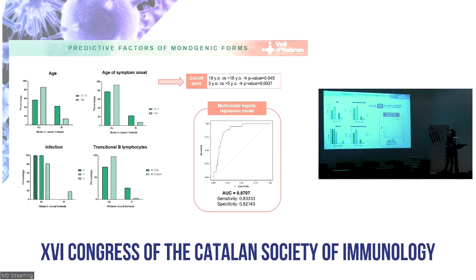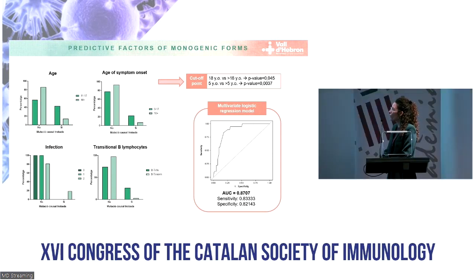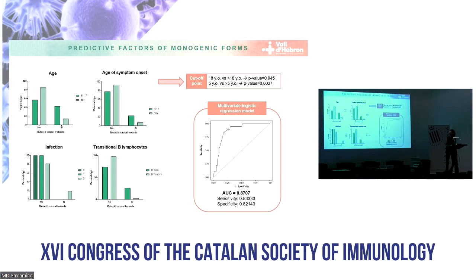So in order to find out if we should prioritize the genetic study in some patients, we performed a study of predictive factors of monogenic forms of CVID, where we compared all the variables that we collected in our project with the variable genetic variant. And here I show you the 4 variables that were statistically significant: the age of the patient, the age of onset of symptoms, the clinical phenotype distributed in different groups in infection, and also the levels of the transitional B lymphocytes.